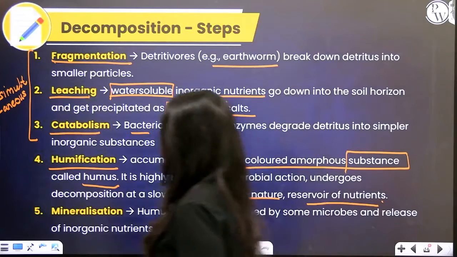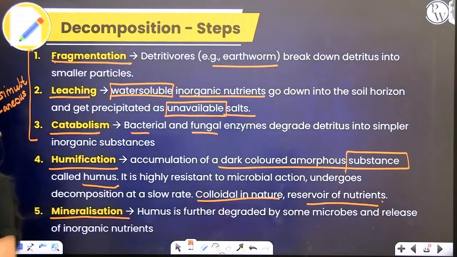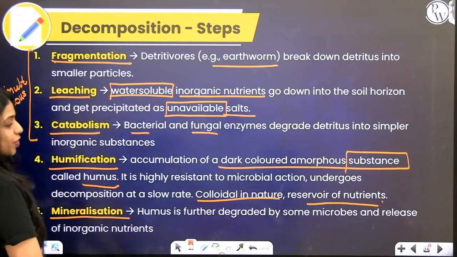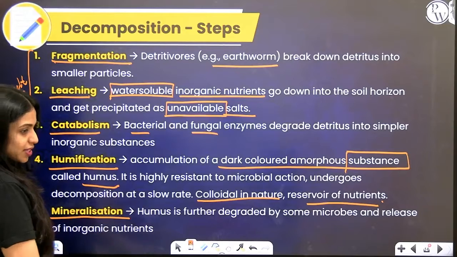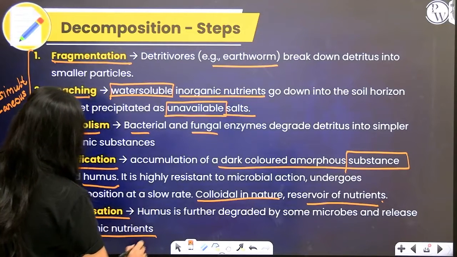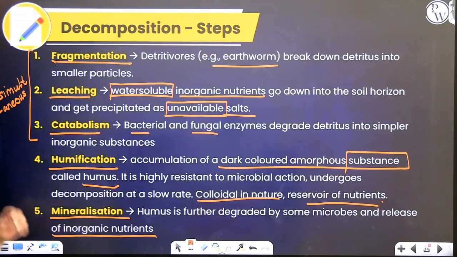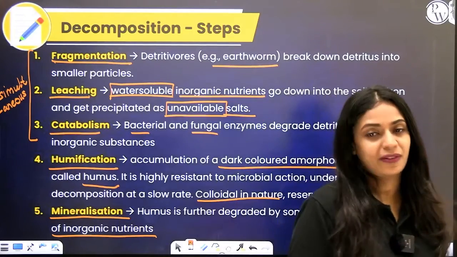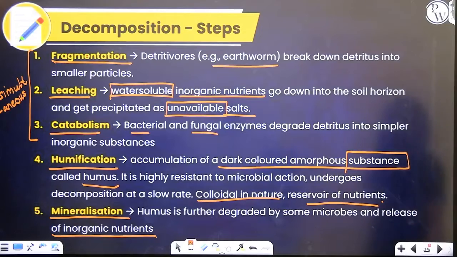Finally, last step, mineralization. What is mineralization? Very simple. By the term itself, you can understand. When the humus gets further degraded by microbes, nutrient minerals or mineral nutrients get released into the soil. That is called mineralization. So these are your 5 important steps in decomposition. Very, very important question for your board exams, right?